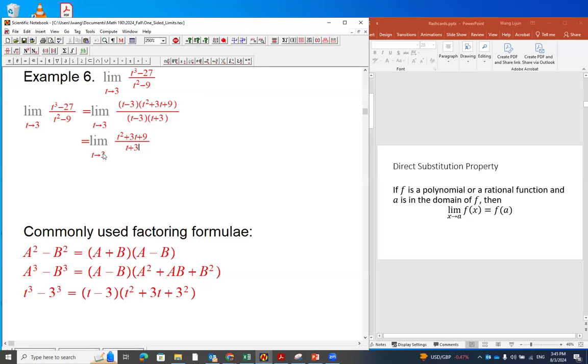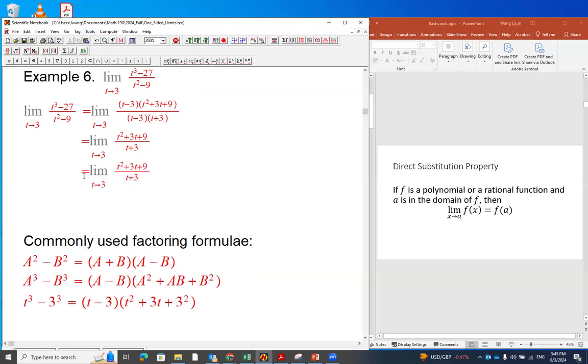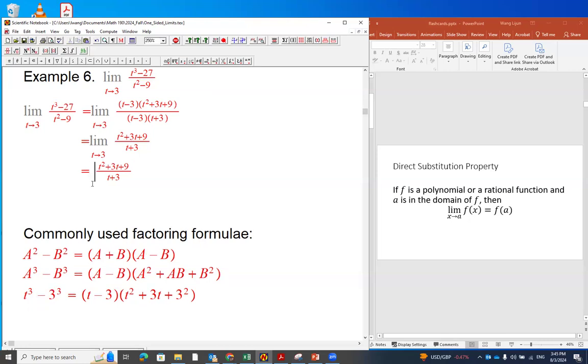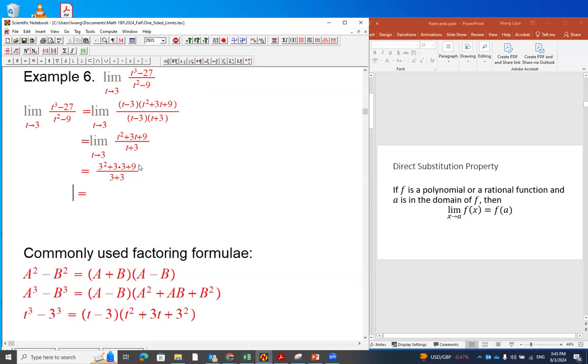Now, a couple of theorems are already being used. What can we do? Direct substitution, right? Because this is a rational function and t equals 3 is in the domain. So we can remove the limit, just replace t by 3, and simplify. Okay? So let's finish this question and see what we get.